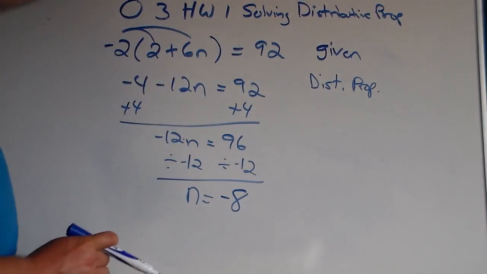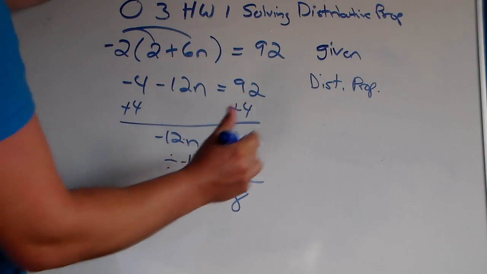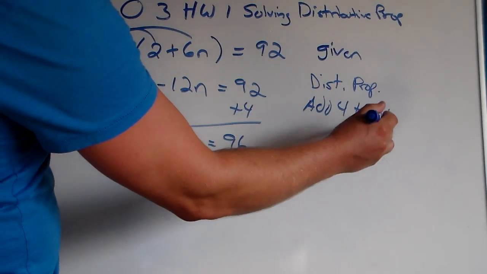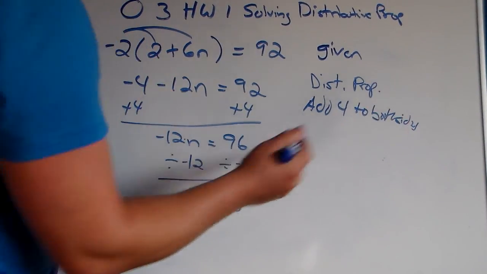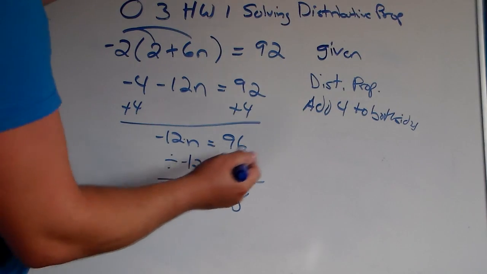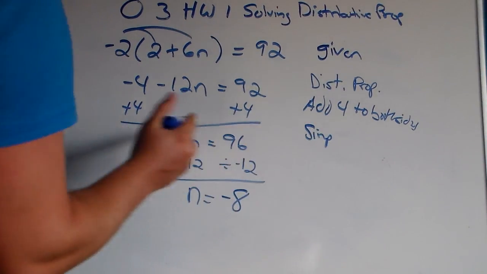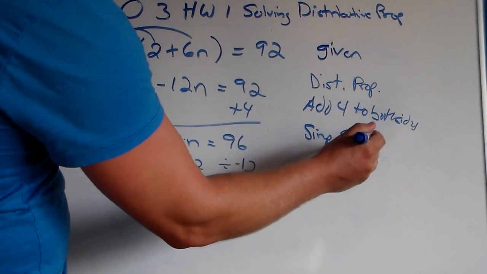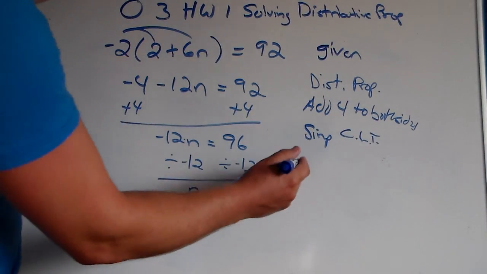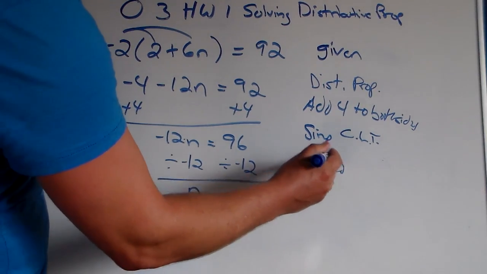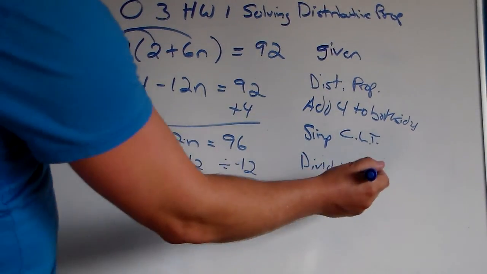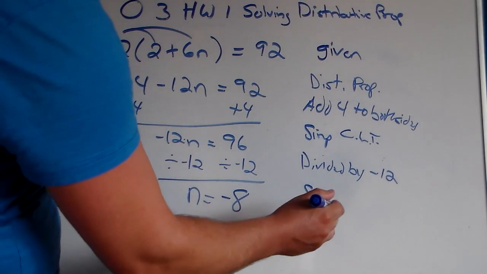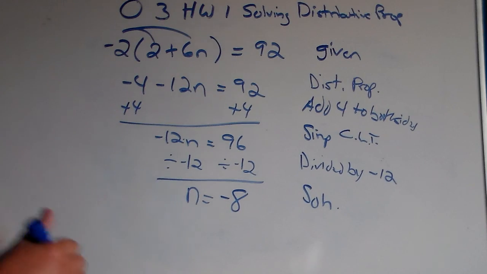So first, we're given the problem. Then we did the distributive property. Then we added 4 to both sides of the equation. Then we simplified, which we combined like terms on that side. I'm going to write CLT right next to it. We then divided by -12 to both sides of the equation. And then we had our solution, which is n equals -8.